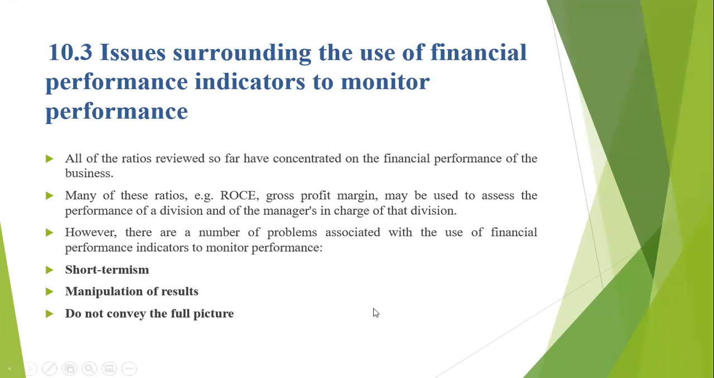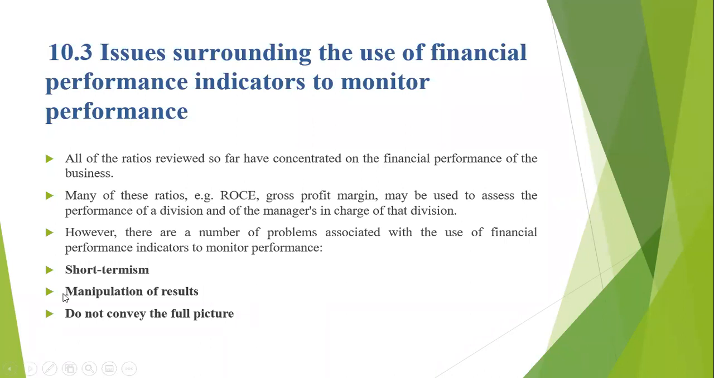Okay. Right. Now you find that financial performance indicators have certain limitations. You become short-term oriented. You're not looking at the long run, only the short run. It's about compromising quality over profitability, and the manipulation of results. The profit can be manipulated. So the ratios do not convey the full picture. Could you explain again the manipulation?